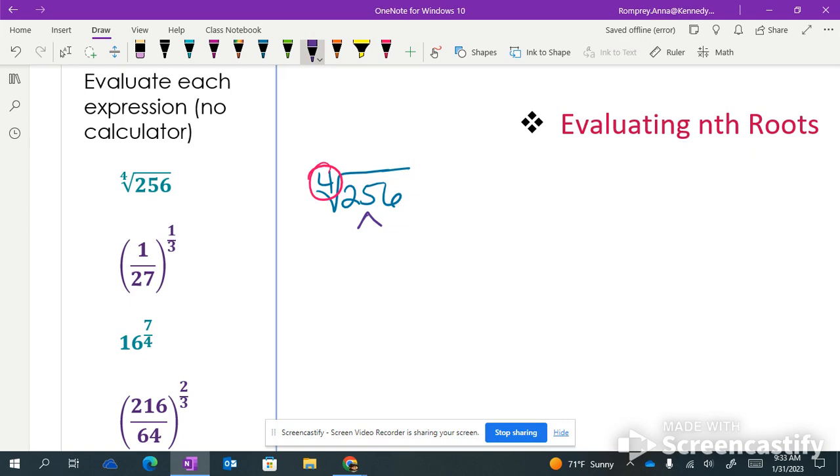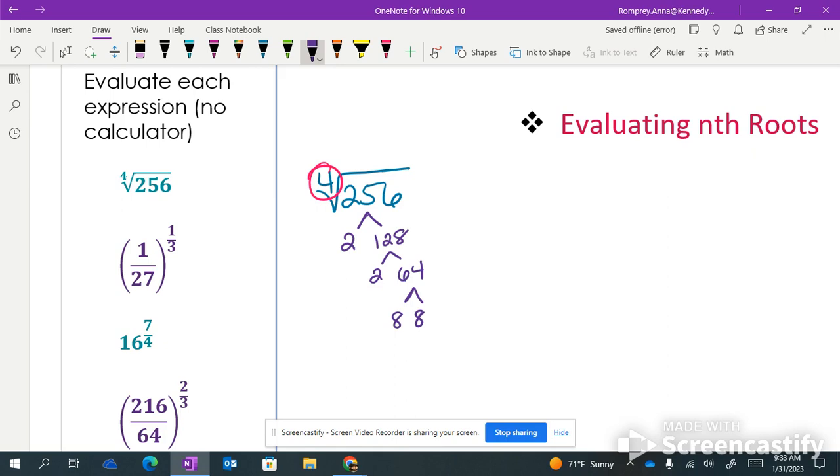So 256, well, it's even, and I know it's definitely divisible by 2, so I'm going to go ahead and start with 2. So if I divide by 2, that's going to be 128. Okay, so even again, so I'm going to have 2 and 64. Ooh, I like 64. That's a perfect square. So I know that goes into 8 and 8.